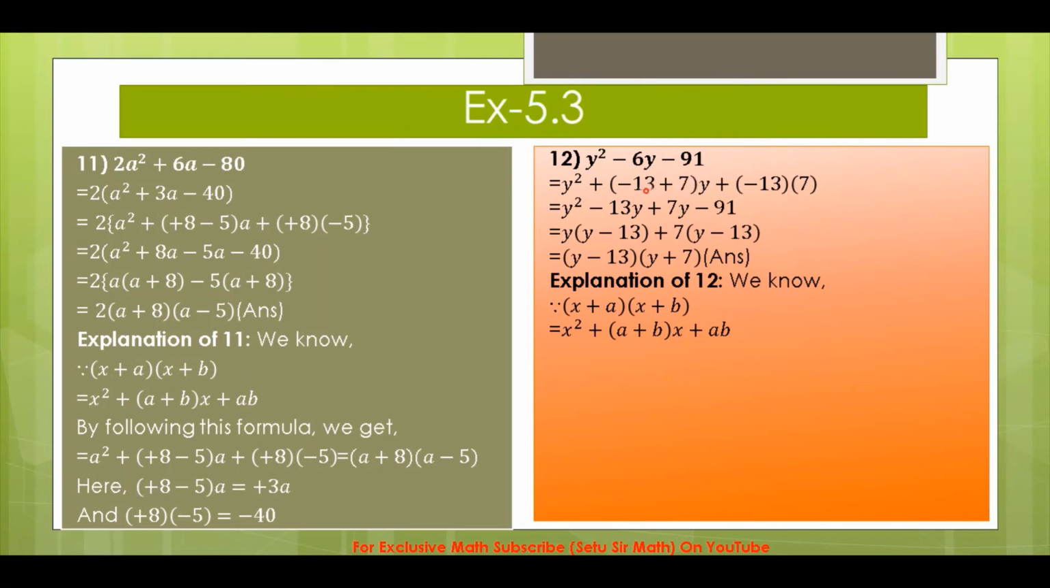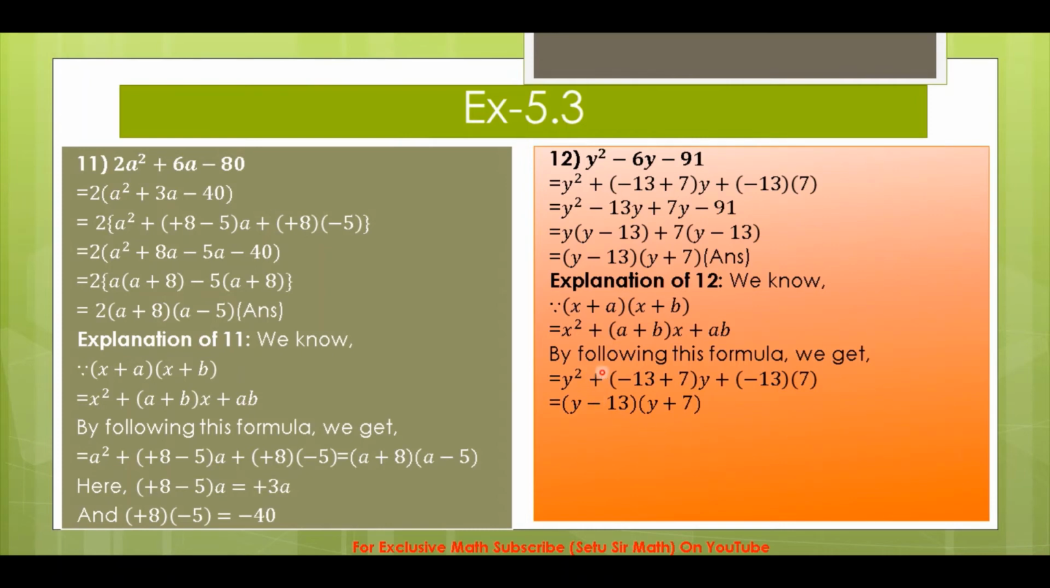Because if we multiply 13 and 7, that would be 91, and if we subtract 7 from 13, we will get 6. So by following this formula we get y square minus 13 plus 7, because from minus 13 if we add 7, we get minus 6y, and minus 13 multiplied by 7, that would be minus 91. So we have to do it like this in every math.